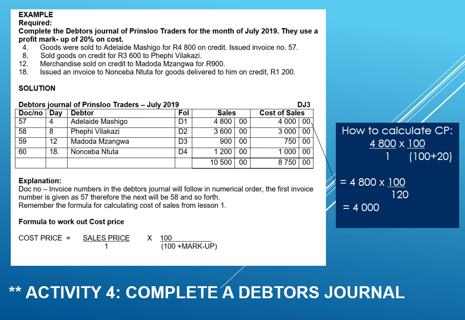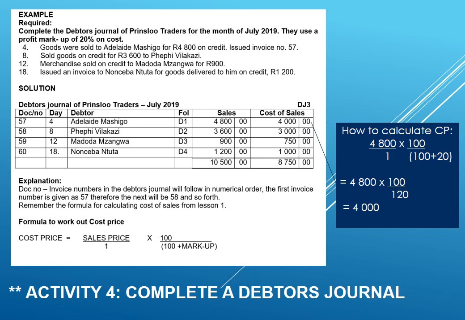Okay, so let's have a look. You'll see here on the left-hand side 4, 8, 12, 18. Those are obviously the dates on which the transactions took place. So on the 4th, goods were sold to Adelaide Meshigu for 4,800 Rand on credit, issued invoice 57. So what do we do? In the document number or invoice column, we will record those numbers.